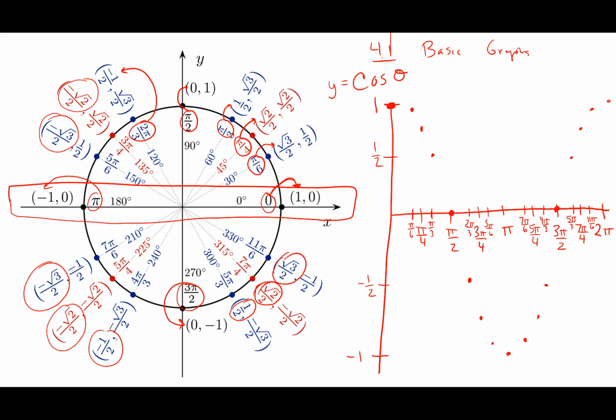So, okay, this is the cosine curve. Let's connect the dots together now. So that is our cosine curve. And it's all about the x coordinates. Okay, tangent coordinates, not so fun.